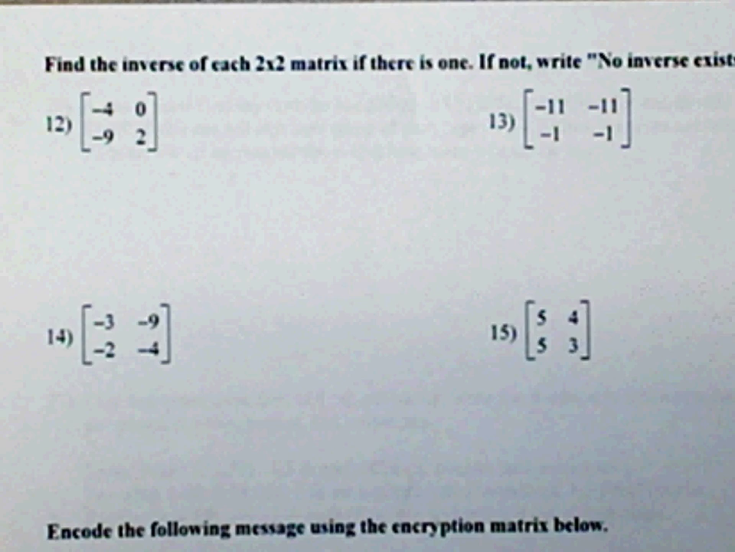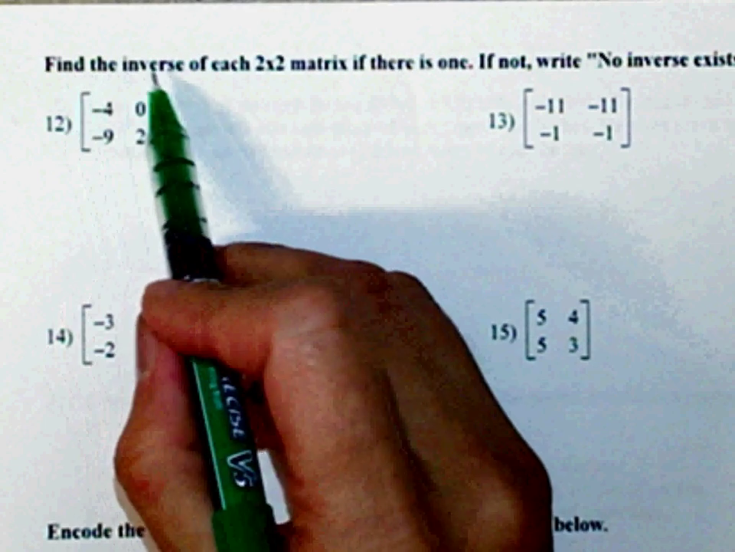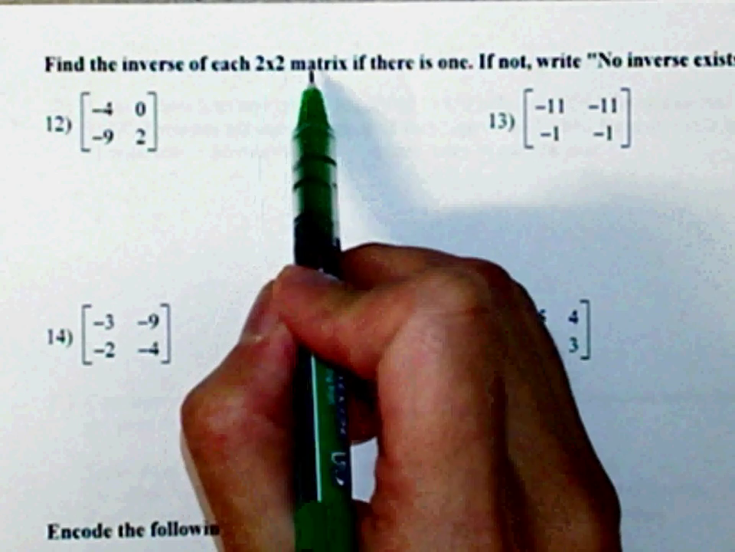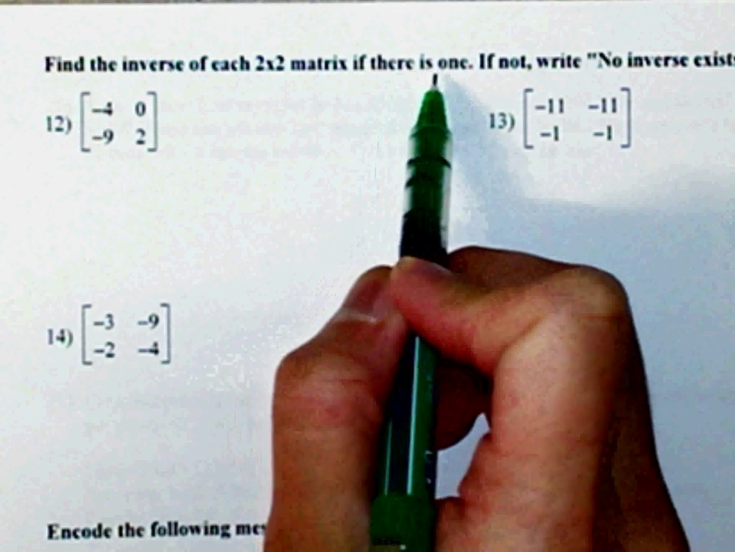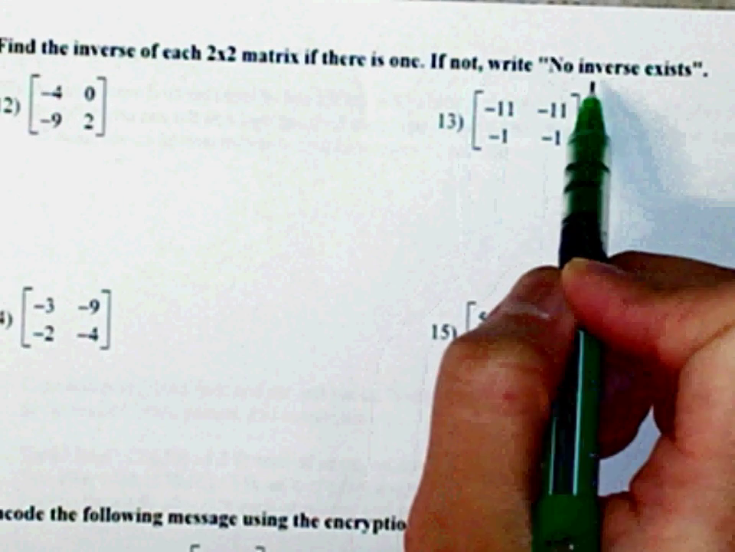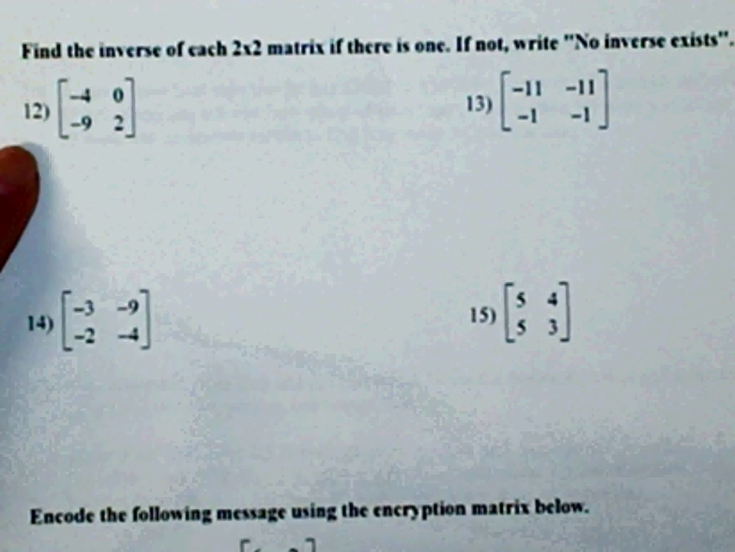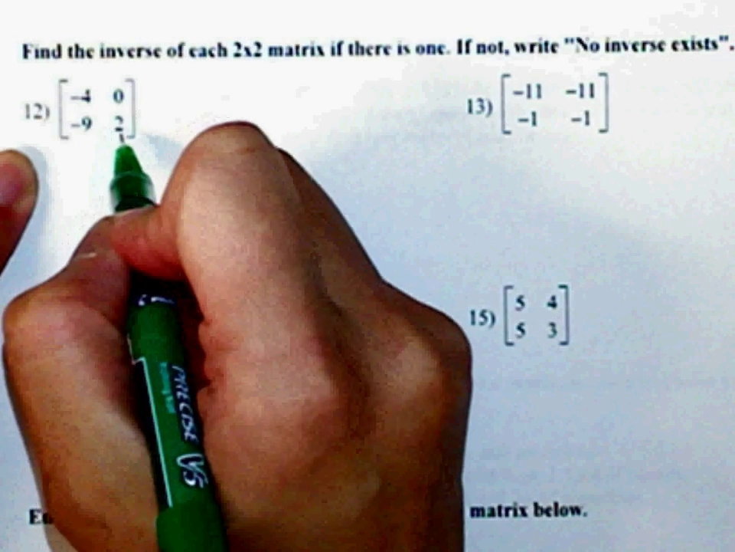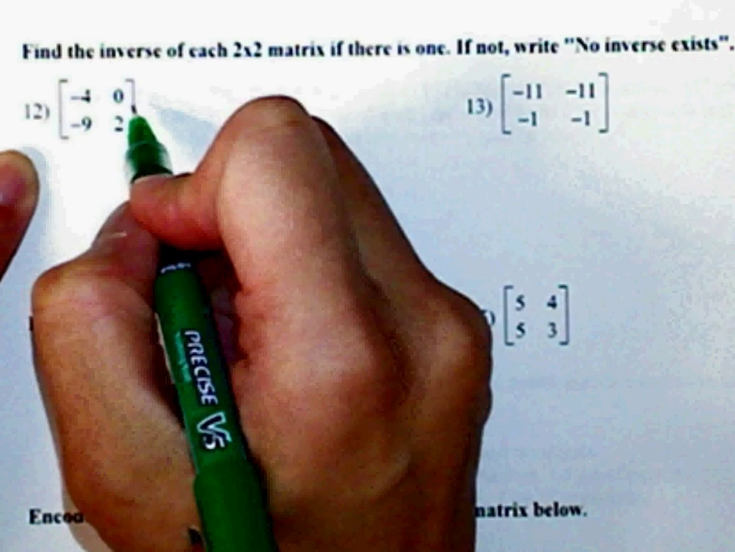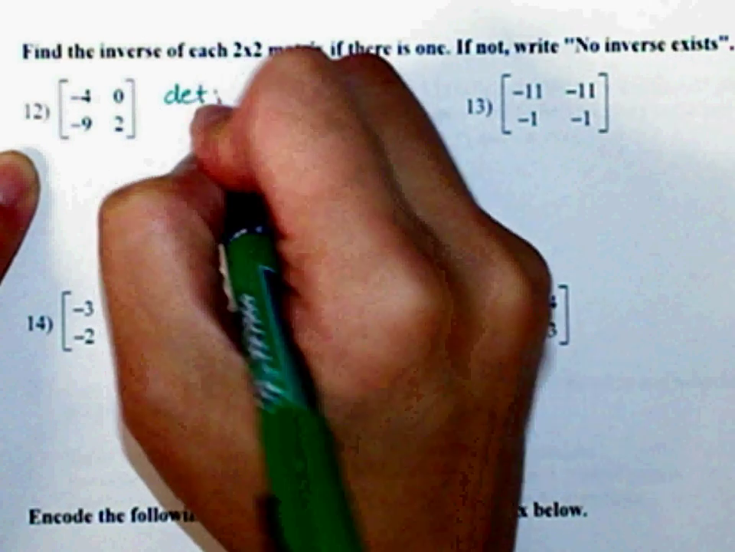On number 12, it says, find the inverse of each 2 by 2 matrix if there is one. If not, write no inverse exists. Okay? On number 12, first of all, to find your inverse, you have to find your determinant. So let's figure out our determinant.